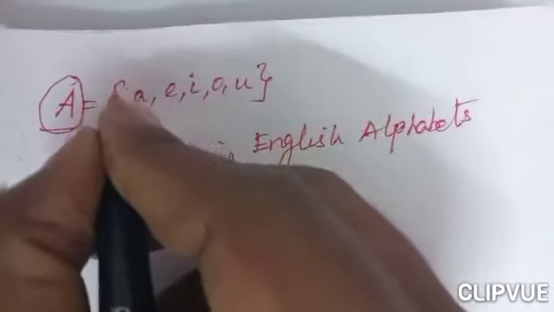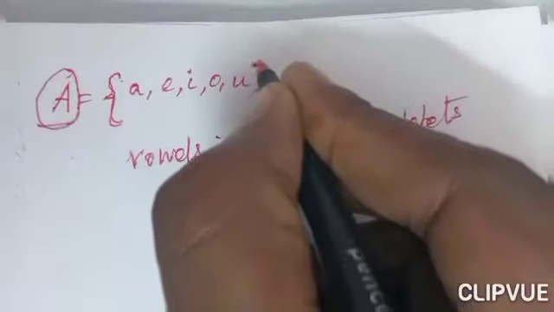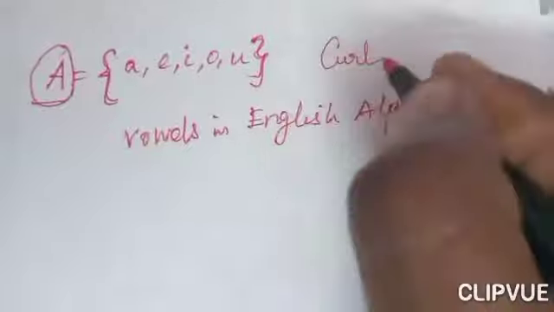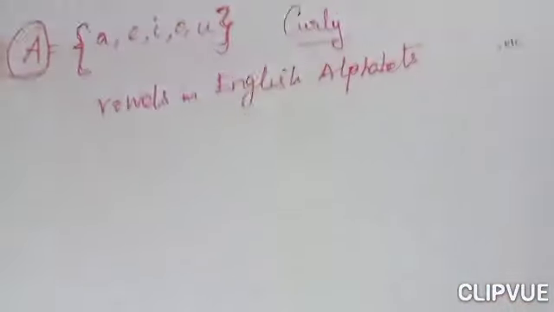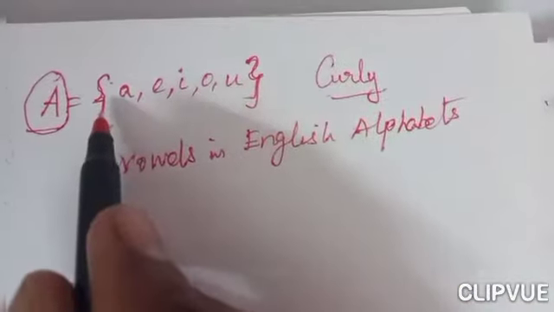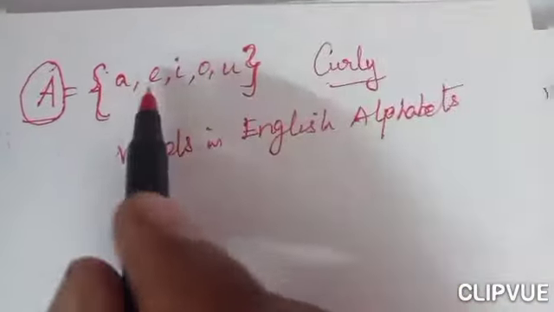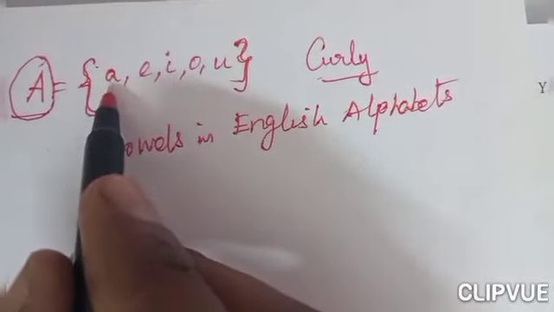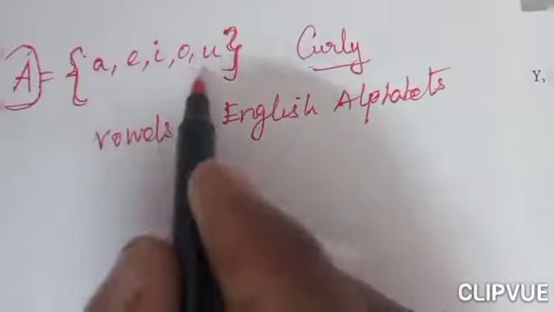Look here. This bracket is called the curly bracket. Usually we say curl bracket. Inside the curly bracket only, you should represent the elements of a set. A, E, I, O, U. These are the elements of the set A. That's why I represented them this way.